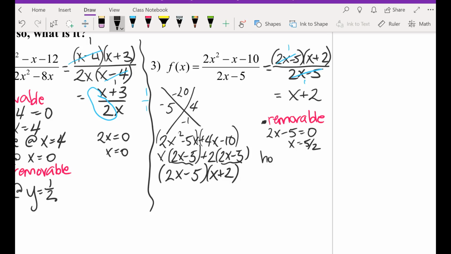So we say that there is a hole at x equals 5/2 or 2.5. Now, here's the exciting part. Is there a denominator here? Well, yeah, it's the invisible 1, but that means there isn't a vertical asymptote. 1 will never equal 0, so my denominator can never be undefined.